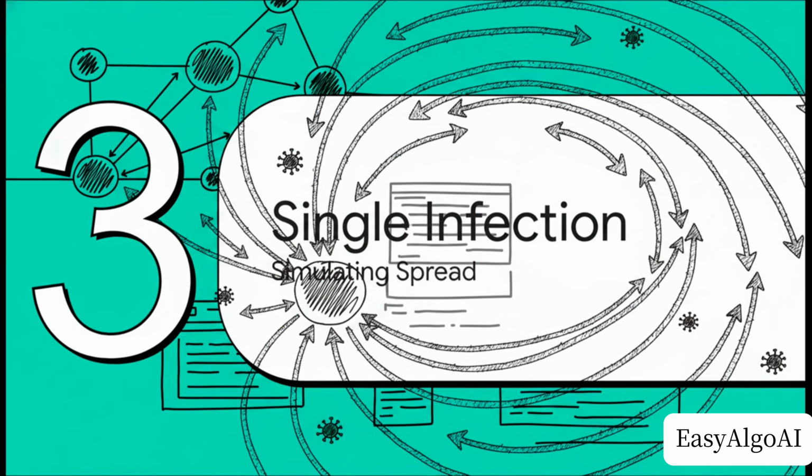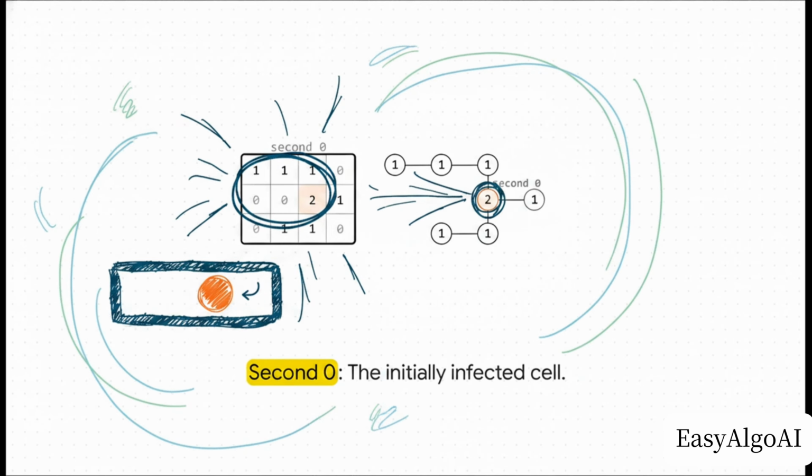All right, Section 3, simulating one infection. Let's see this in motion. So, we start the clock at second 0. Look at the graph visualization. We have our initial infected cell, our ground 0 node, marked right there in orange. In a standard breadth-first search, this node is the very first and currently the only item loaded into our processing queue. This is where everything begins.